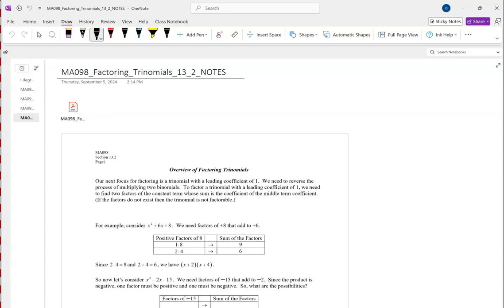Oh, that was a good drop there. It went all the way across. Yeah, I know. Yeah. Factoring never goes away.